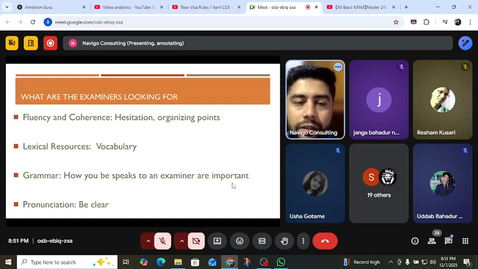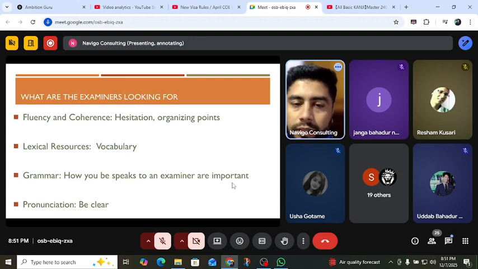Okay, so the fluency and coherence at first, and then the lexical resources, which also means vocabulary. Okay, so the type of words you're using, the phrases you are using, is it relevant or not? Okay, so these things are looked at in your speaking. And grammar. Okay, so the grammar should be correct.